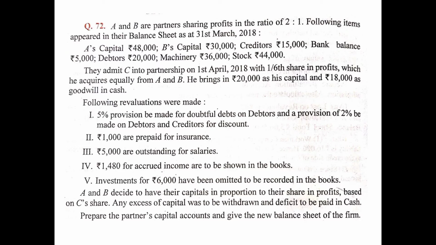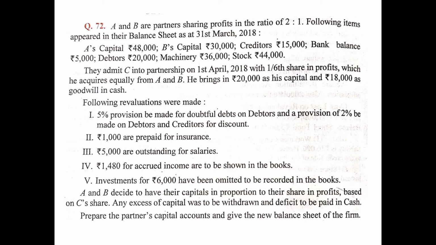He brings in 20,000 as his capital and 18,000 as goodwill in cash. So he is bringing altogether 38,000, out of which 20,000 is for capital and 18,000 for goodwill in cash. Now the goodwill of 18,000 will be distributed among the sacrificing partners, that is A and B, in the sacrificing ratio, that is equally. So 9,000 will be given to A and 9,000 will be given to B.